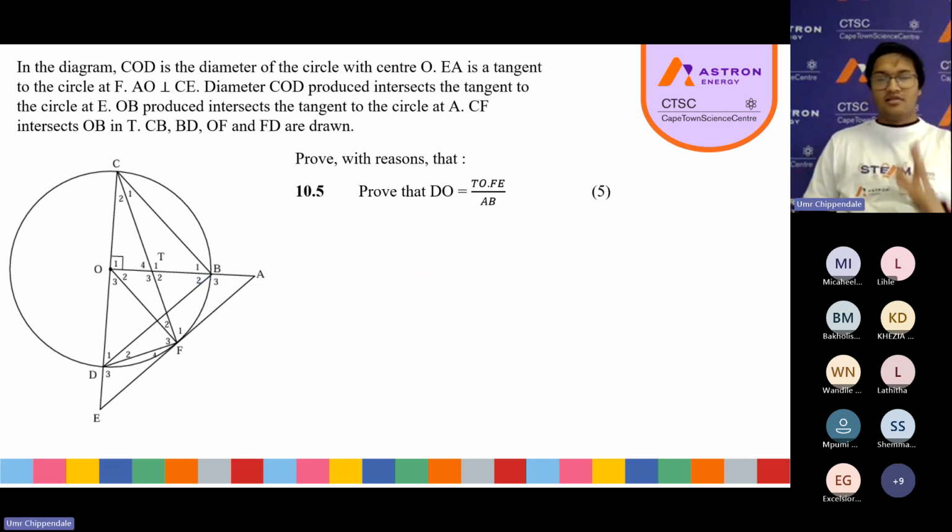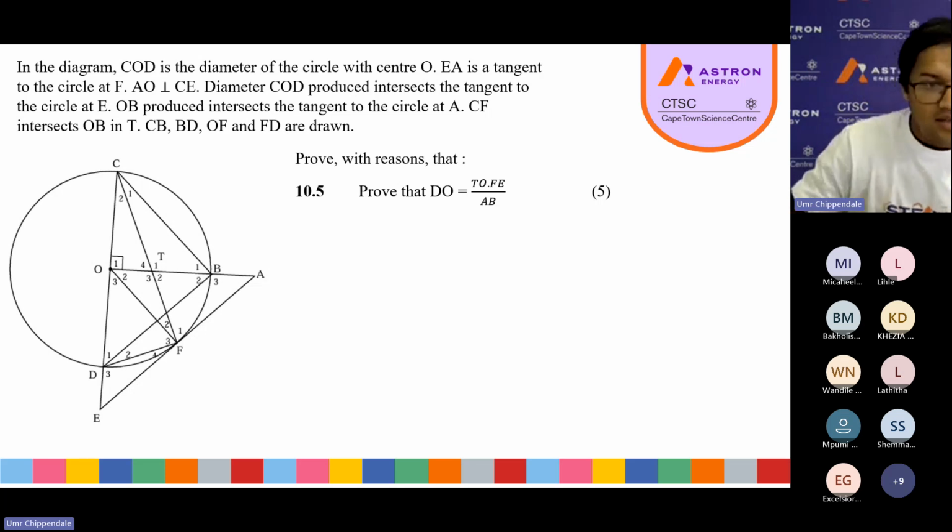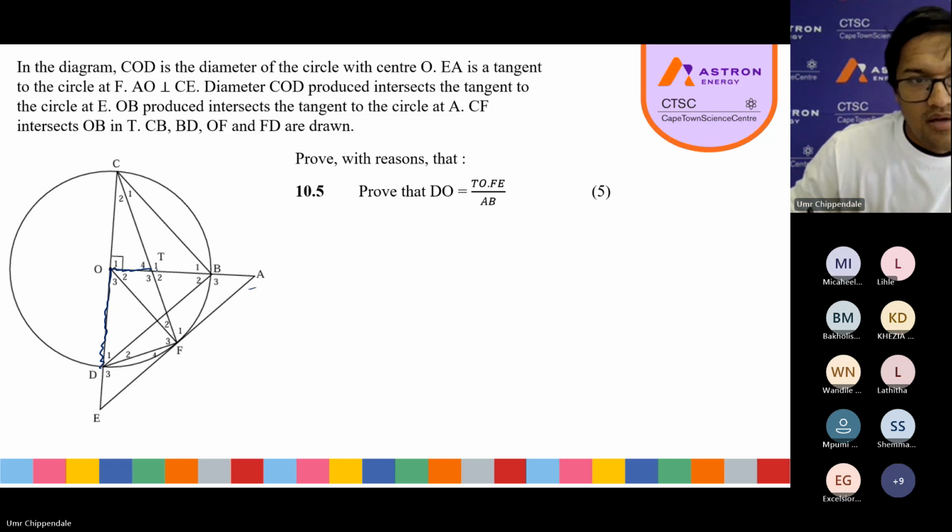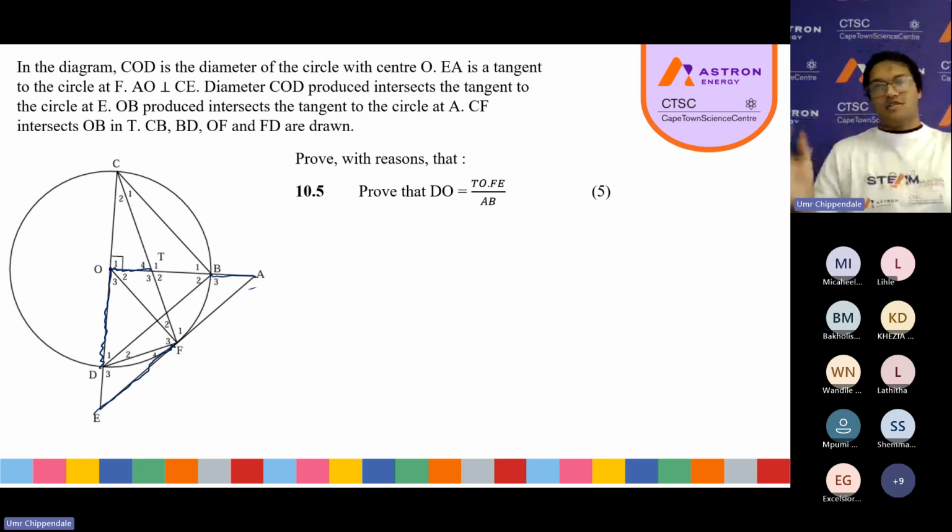That's another proof, right? So in this particular case, we need to prove with reasons that our DO, this line over here, all the way over here, is equal to TO, which is the small part, FE, which is F and E, this part here, and AB, which is this part over here, divided by AB. Just throwing lines and stuff like that over there does not actually help us with the answer.